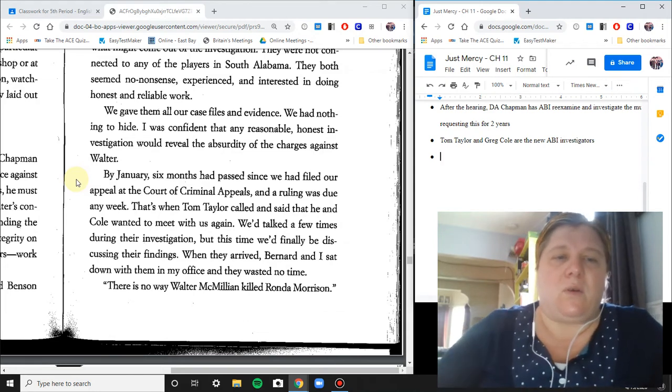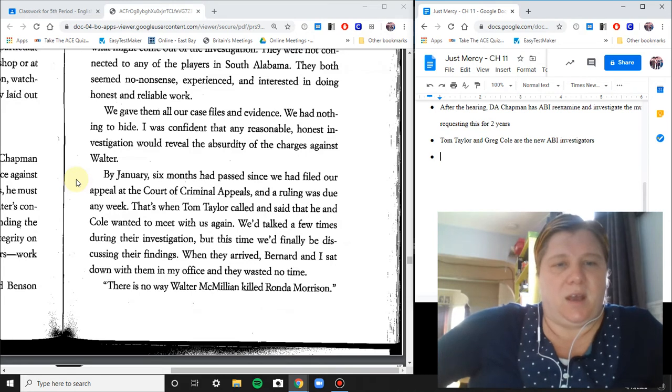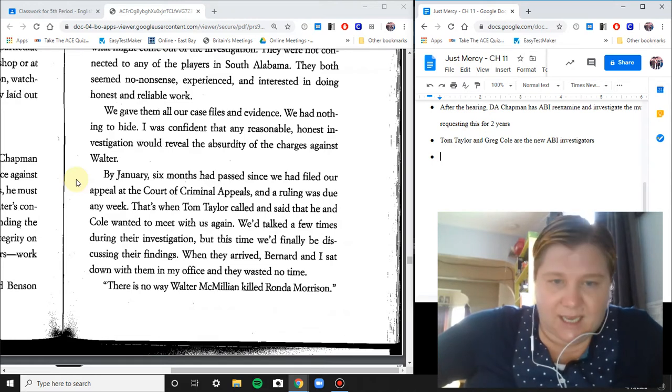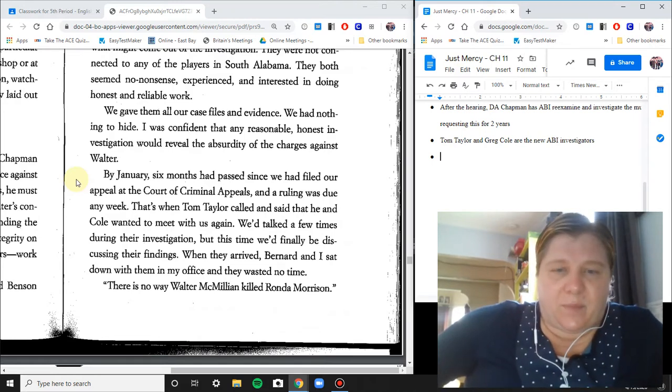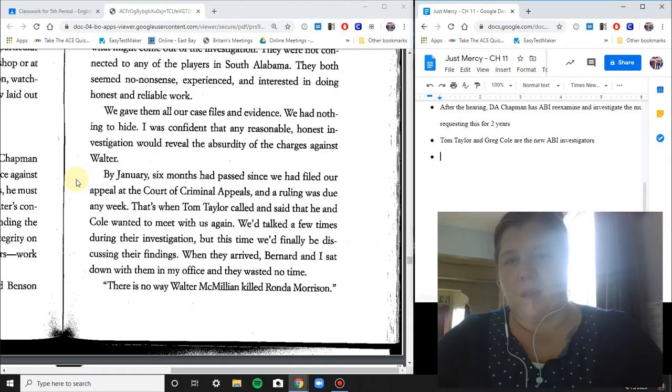By January, 6 months had passed since we had filed our appeal at the Court of Criminal Appeals, and a ruling was due any week. That's when Tom Taylor called and said that he and Cole wanted to meet with us again. We talked a few times during their investigation, but this time we'd finally be discussing their findings. When they arrived, Bernard and I sat down with them in my office and they wasted no time.